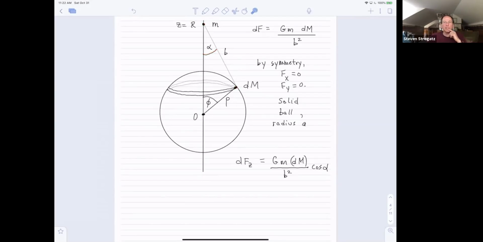Now, why am I saying cosine of alpha? How do I know that's the right component in this direction? I don't know. Is it clear from the picture? That is, if I think of this kind of picture, if I have this dF acting in that direction, if I want the vertical component, I'm going to want to take dF times cosine of alpha.